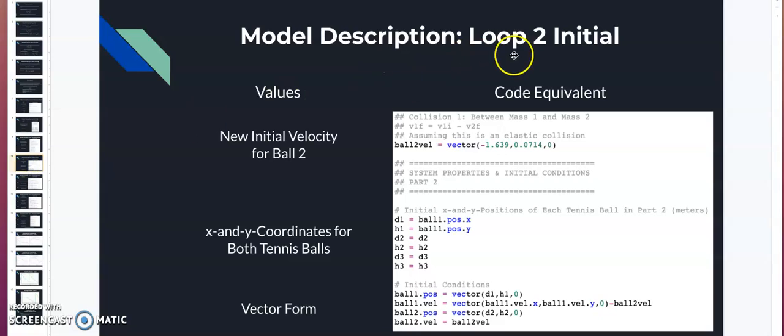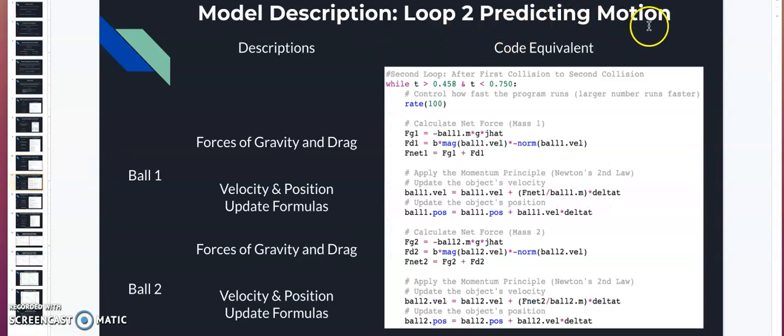So for the second loop, this is right after the two balls have collided and energy is transferred between them, and using some concepts from the momentum principle and the conservation of momentum, we can find that the second velocity was approximated to be this, and then we set the positions, the x and y coordinates for the tennis balls, because everything else has not moved, and we have put them in vector form. So for predicting the motion of it, we use about the same process, but now we model each ball moving. So we have the force of gravity and drag for both balls, shown here, and then the velocity and position update formulas as well.